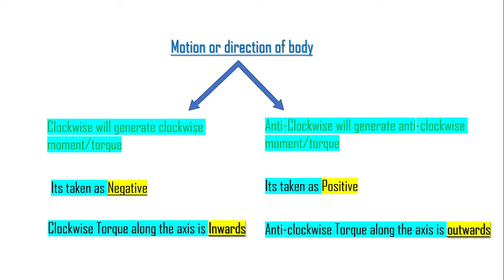Alright, we have already studied that when a force is applied, a body that has been pivoted would move either in a clockwise direction or in an anti-clockwise direction. If it moves in a clockwise direction, as per convention, we take it as negative, and if it moves in an anti-clockwise direction, we take it as positive. Now, a clockwise direction will produce an inward torque, that is, the body will move inside, whereas an anti-clockwise torque will produce an outward motion.